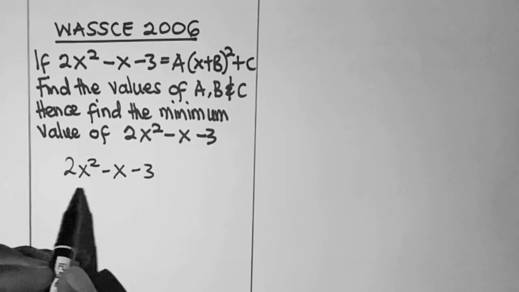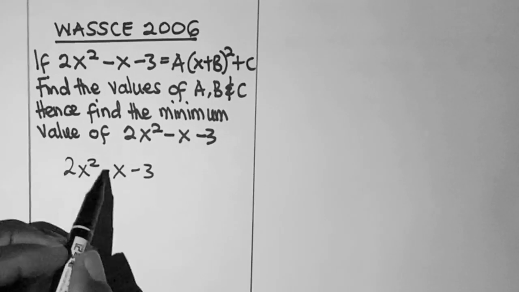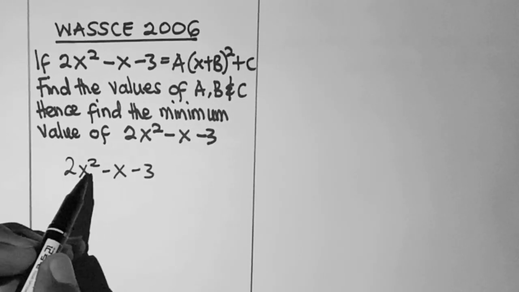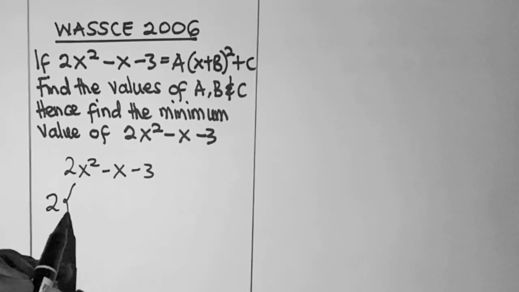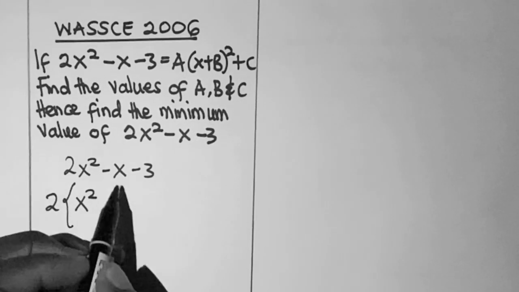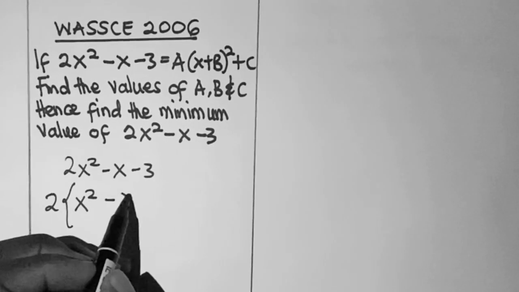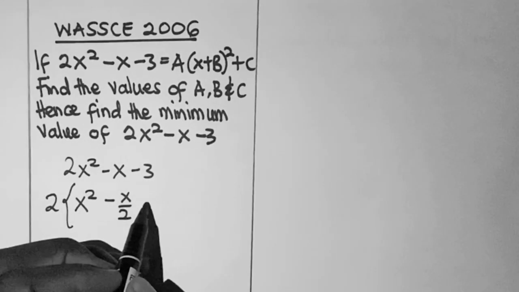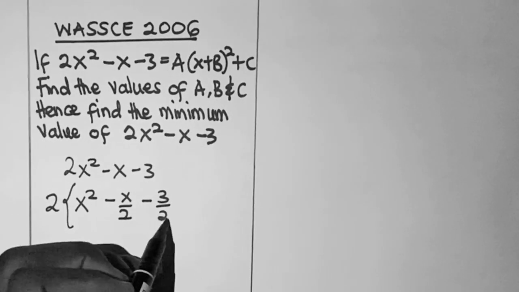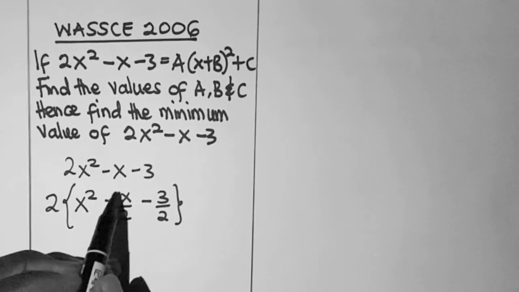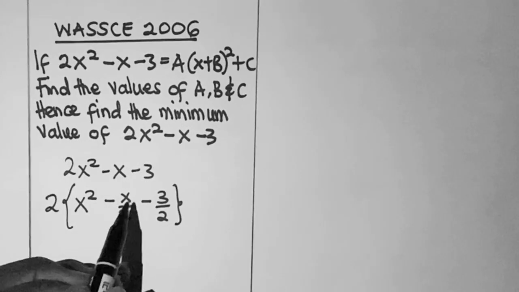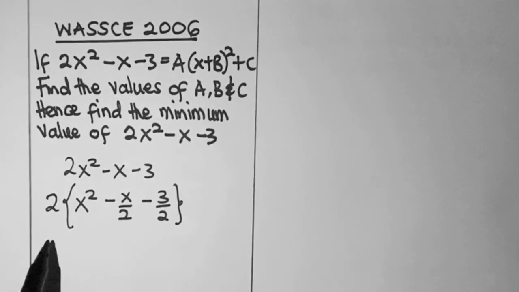So, to complete the squares, what we need to do is make the coefficient of x squared 1. So, let's factorize 2 out. If we pull 2 out, we'll be left with x squared, then now this becomes minus x divided by 2, then minus 3 divided by 2. So now, what we'll do is find half of the coefficient of x, and then we'll square it, we'll add and subtract.